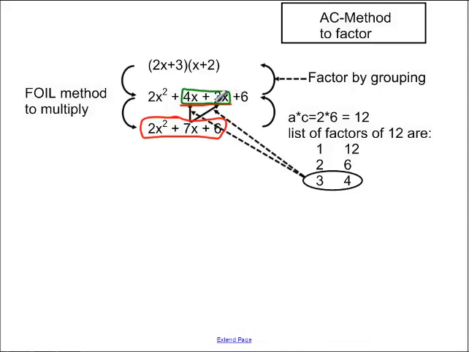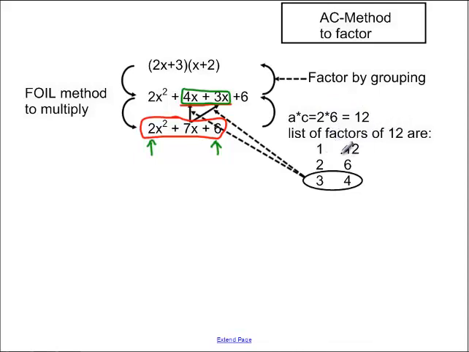So what do we notice from this polynomial going back to here? Well, we can say that AC, A times C, here's my A is equal to 2, C is equal to 6, positive 2 and positive 6. So A times C is 2 times 6 is 12, and this is the bare bones minimum, or the first step, I guess, in the AC method: finding A times C. 2 times 6 is 12, and then list the factors of 12.